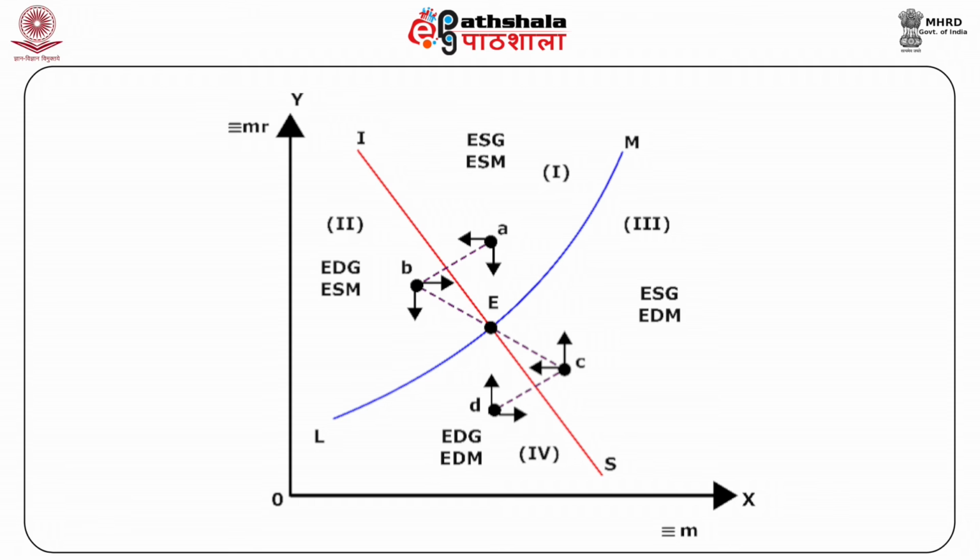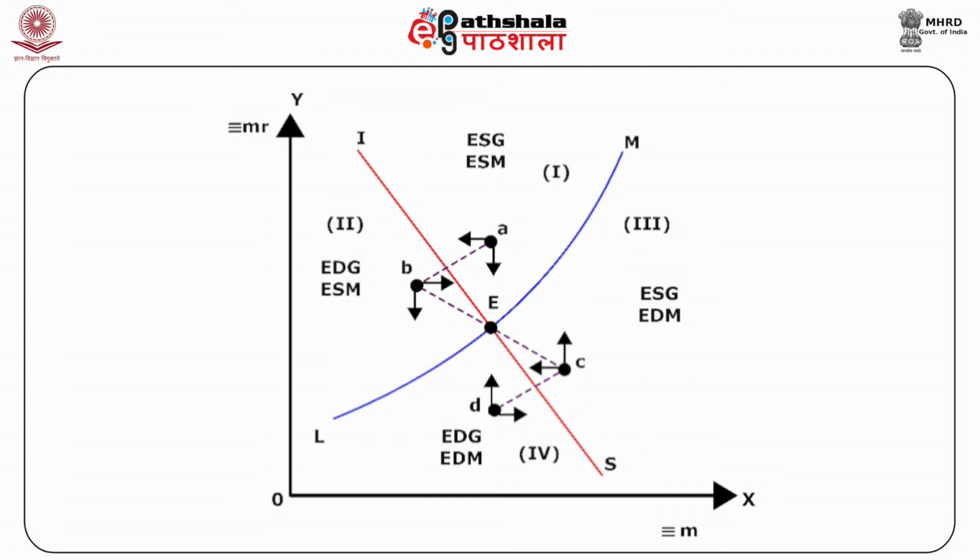You would notice that at A, there is an excess supply in the goods market and there is excess supply in the money market as well. Therefore, we have written ESG and ESM against point A. At this point, there is an arrow which goes to the left from A and goes downwards from A.